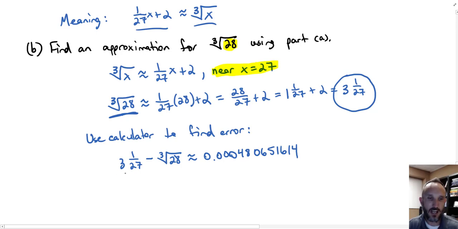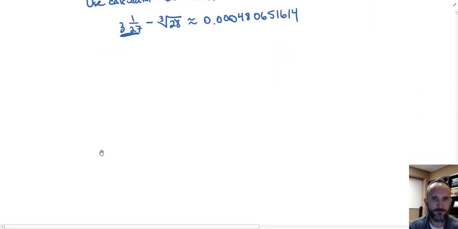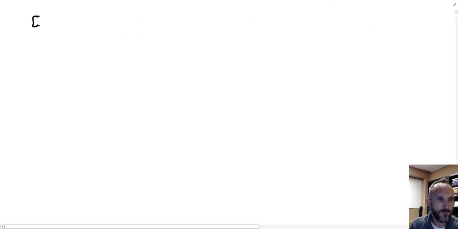So you can see that this simple approximation we got is actually rather close to the cube root of 28, and it wasn't that difficult to do. All right, so now let's try another example where we go right for an approximation. So in this example, let's use the linear approximation.